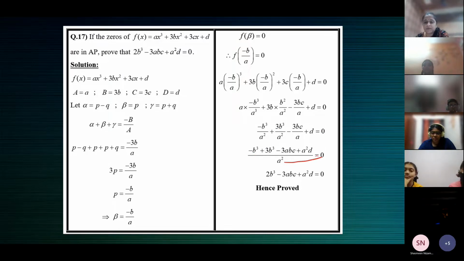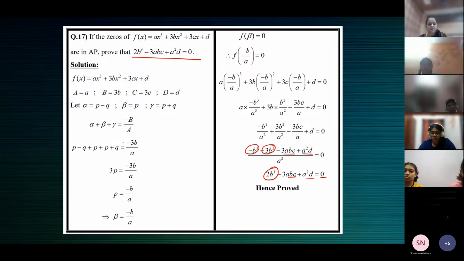Then on cross multiplying, a square into 0 is 0. Simplifying the like terms, 3b cubed minus b cubed is 2b cubed. Minus 3abc plus a square d is equal to 0, and that's what we had to prove.